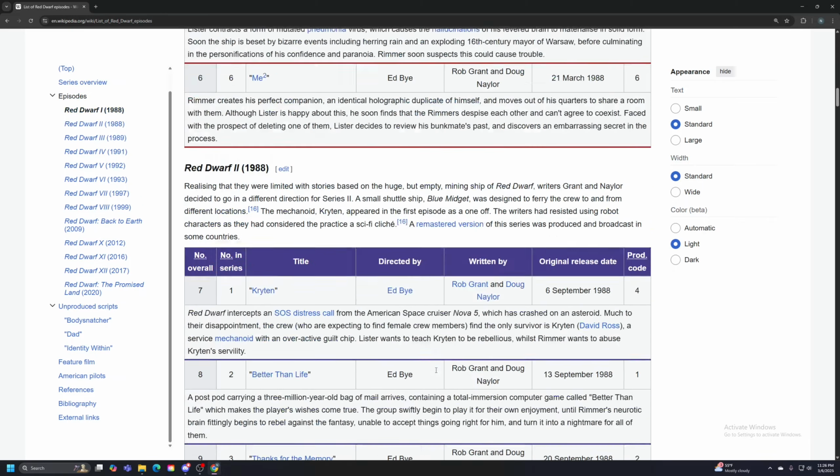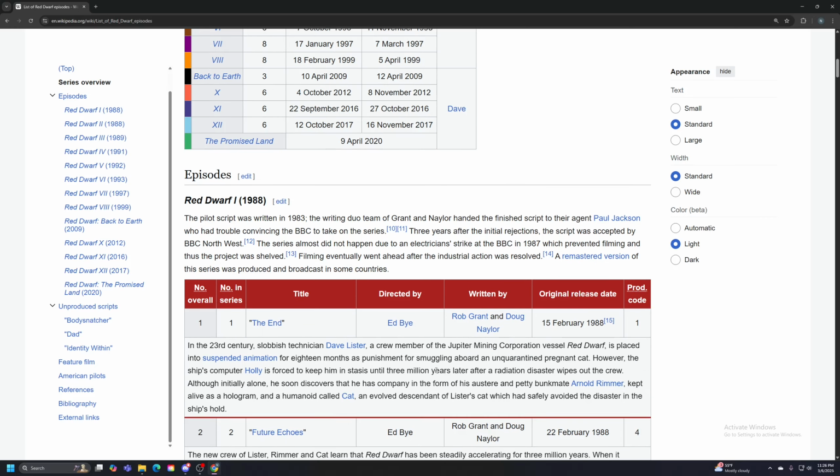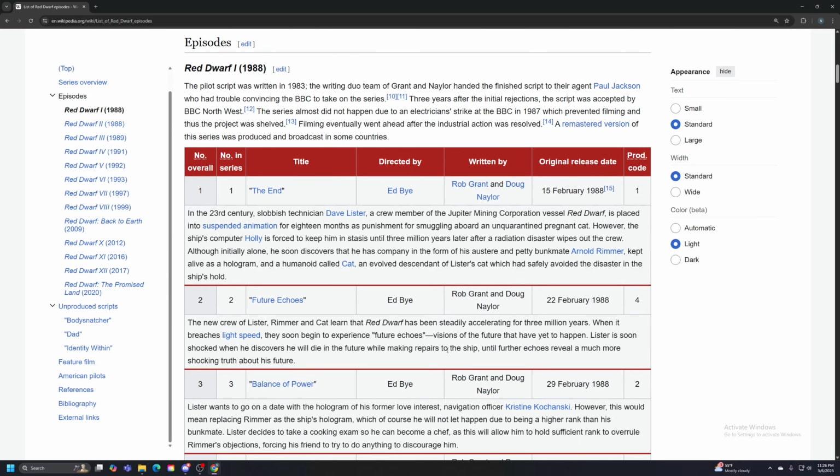Okay. So here's where I... Okay. Red Dwarf 1, 1988. Pilot script was written in 1983. The writing duo of Team Grant and Naylor handed the finished script to their agent Paul Jackson, who had trouble convincing the BBC to take on the series. 3 years after the initial rejections, the script was accepted by BBC Northwest.